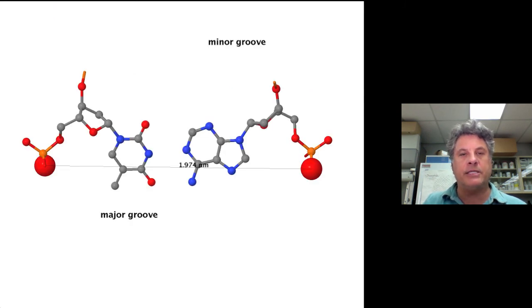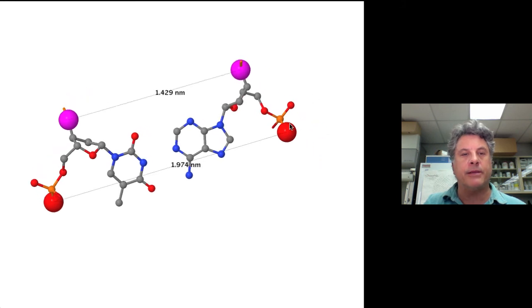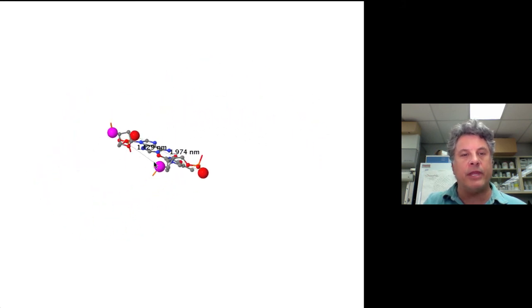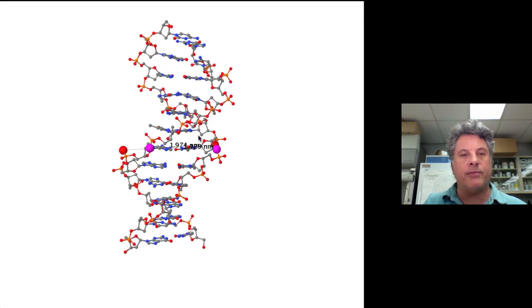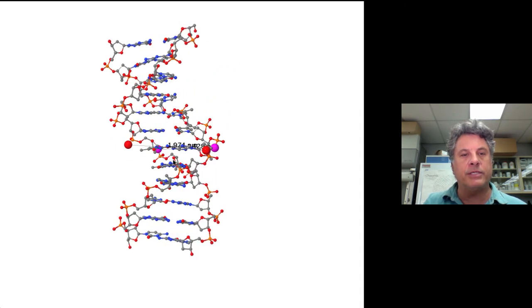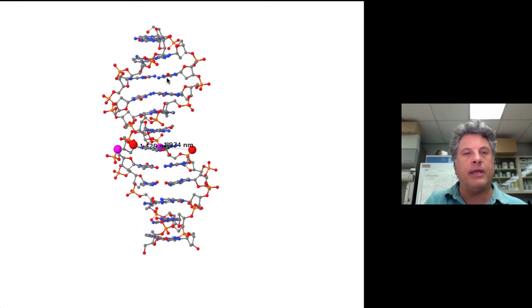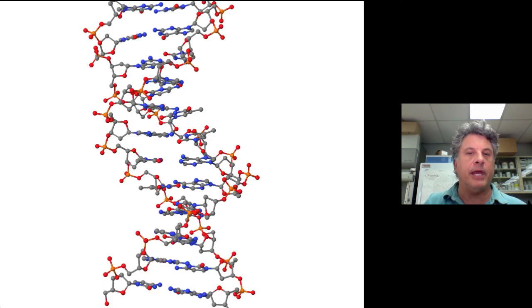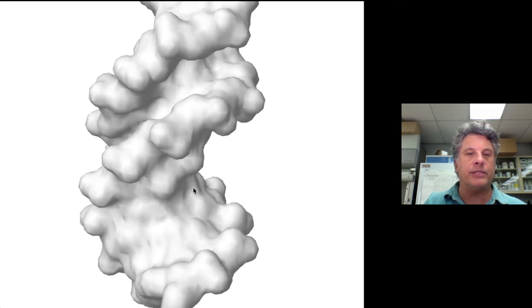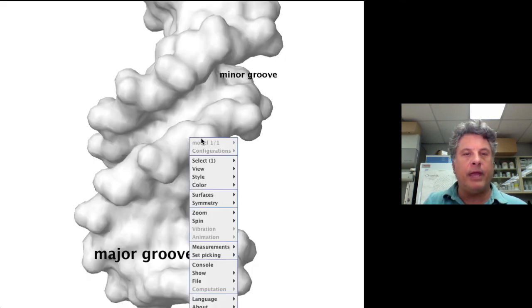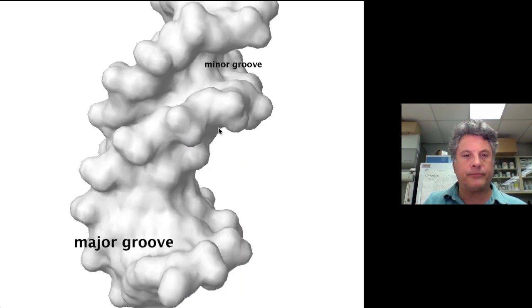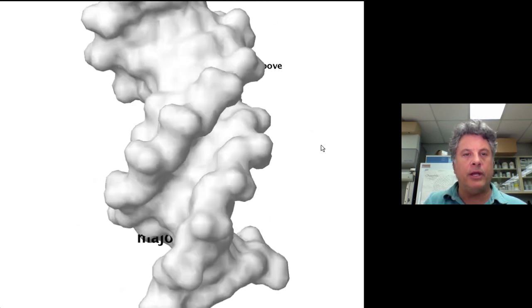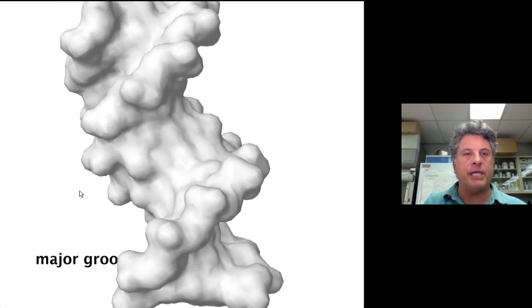Now, the major and minor grooves lie 180 degrees opposite each other, so they spiral opposite each other up the double helix. We see that on one side we have the major groove, on the other side of the bases we have the minor groove. Here's a minor groove, and then here's a major groove, and those grooves spiral around each other as they move through this right-handed helix here. And that is easily observable when we illustrate the molecular surface of DNA. So here we're now illustrating the surface. You can see the major groove and the minor groove, and those rotate around as you proceed up the helix.